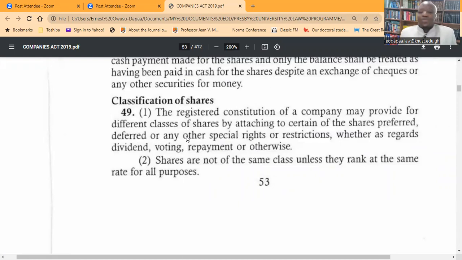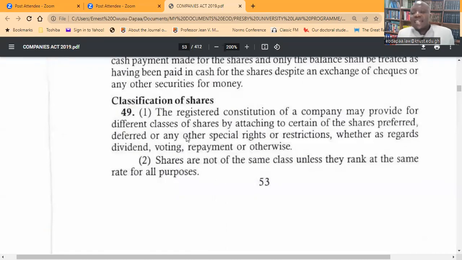Now, if we look at 49(2), we are told that shares are not of the same class unless they rank at the same rate for all purposes. And that is very important. So, yes, shares are shares, but we have differences, right? Shares in a certain class are not treated the same as shares in other classes. And that is why 49(2) is saying that shares are not of the same class unless they rank at the same rate for all purposes.